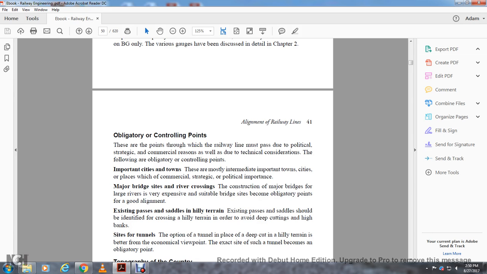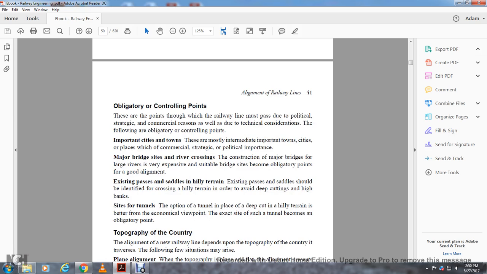Major bridge sites on river crossings. Construction of major bridges over large rivers is very expensive. Suitable bridge sites become obligatory for a good alignment. Existing passes and saddles in hilly terrain. Existing passes and saddles should be identified when crossing hilly terrain, to avoid deep cuts in the high banks. Sites for tunnels.